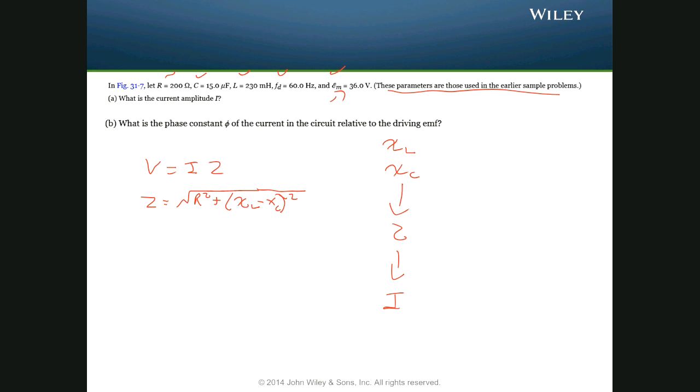Okay, so remember, X sub L is equal to omega driven times L, and X sub C is equal to 1 over omega driven times C. From there, that should be everything. So try plugging those in and making sure you get used to them.